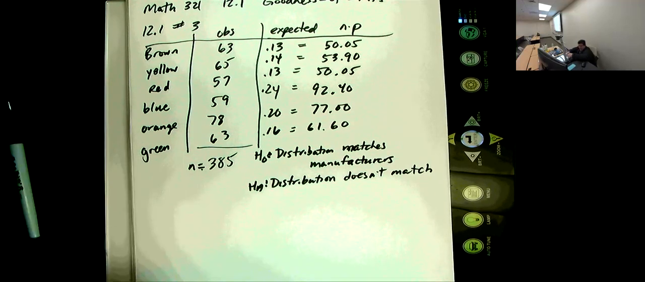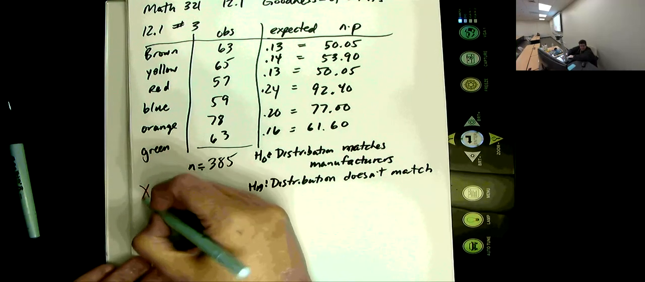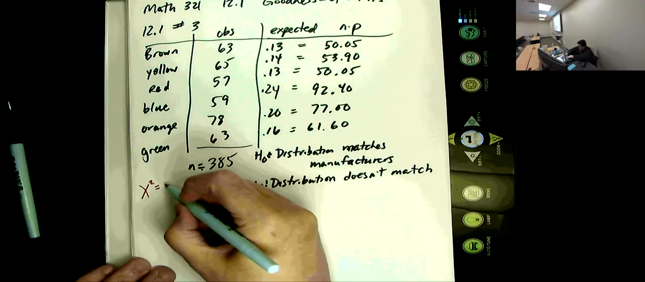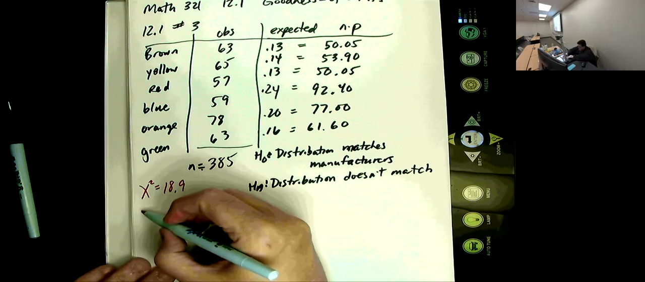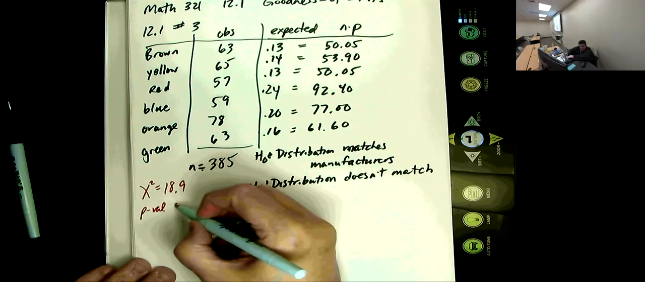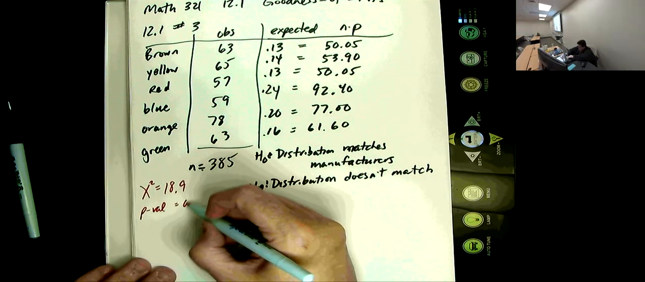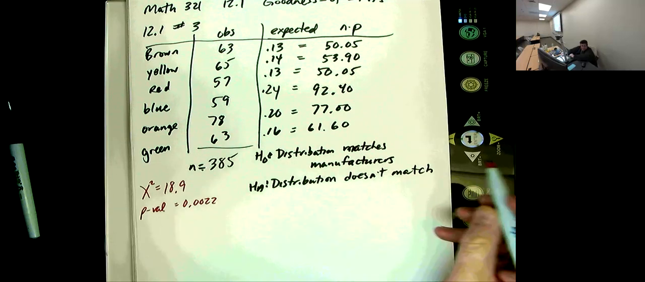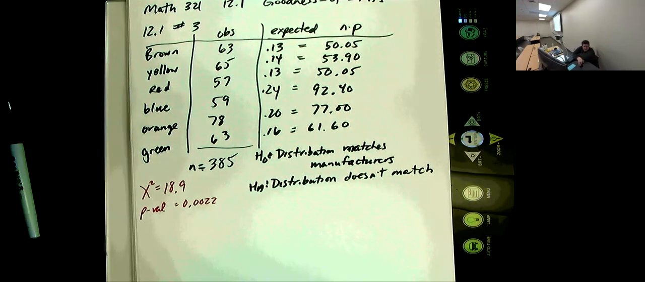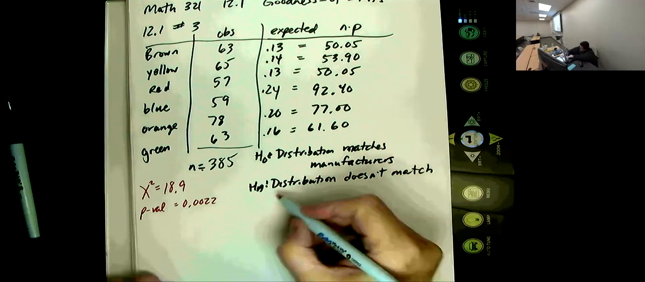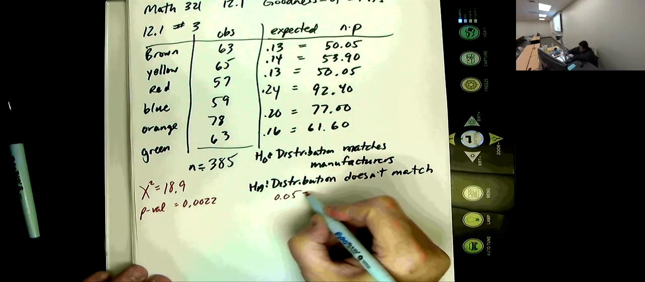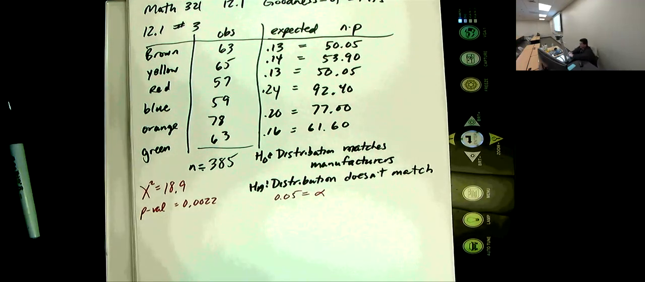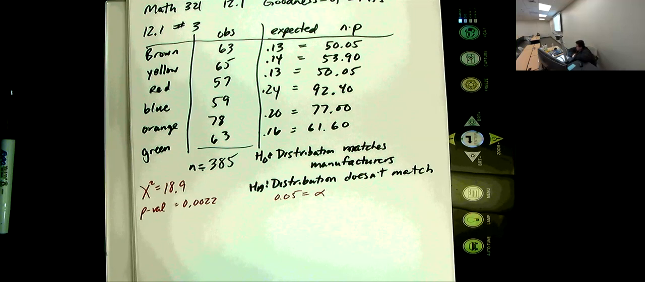We have a chi-square of 18.7. We have a p-value of 0.0022. Alpha, they gave us as 0.05. What decision should we make regarding this hypothesis test? What's the verdict here?